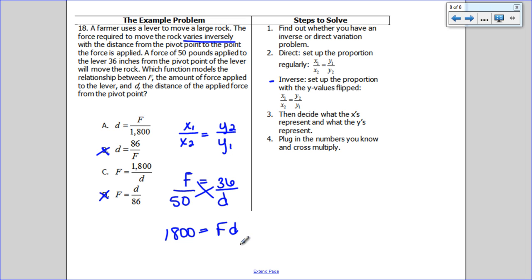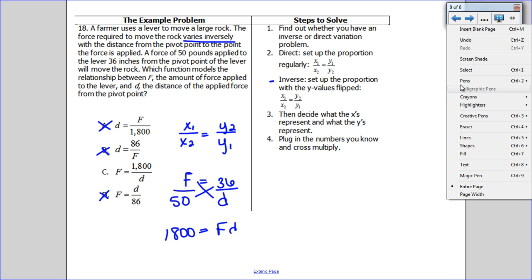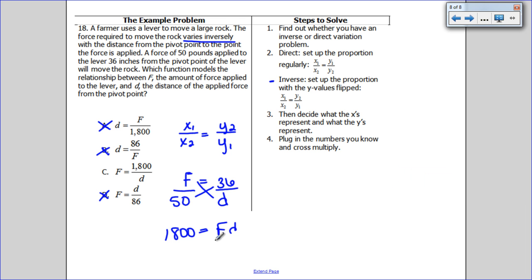That means for this equation I need to get D by itself. So to get D by itself, I'd have to divide by F on both sides. And so I would get D is equal to 1800 over F. Well, if you look at my answer choice A, that's not what it says, which means the answer has to be C, but I want to look at why. So let's solve this equation for F instead of for D. To get F by itself, I would have to divide both sides by D, and so you would get F is equal to 1800 over D. And so that is the equation. That's probably the simplest, easiest way to do it.